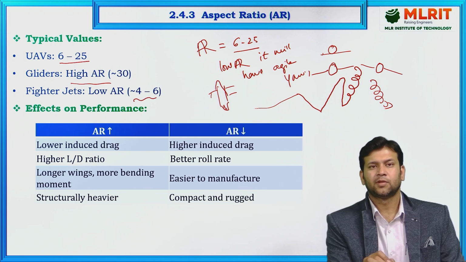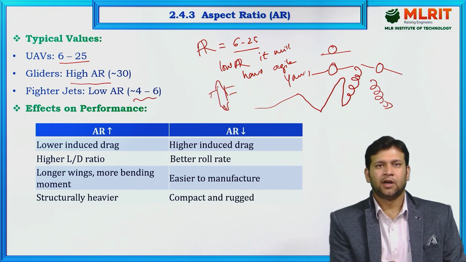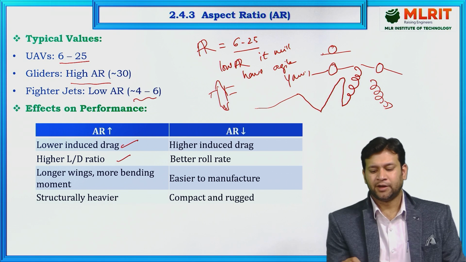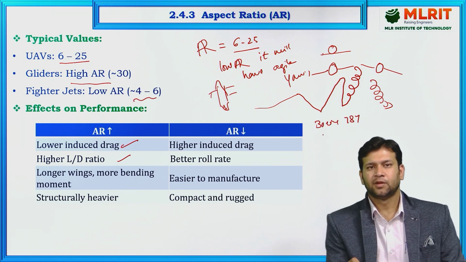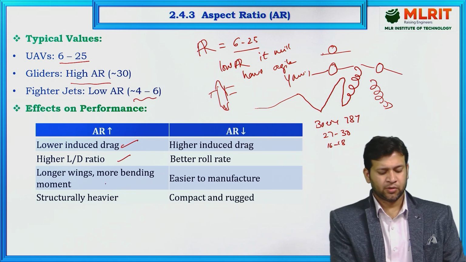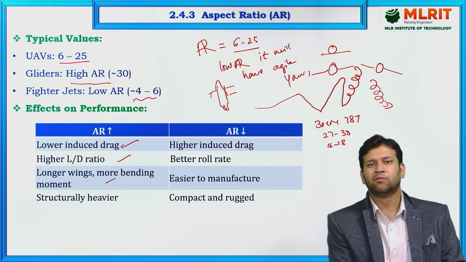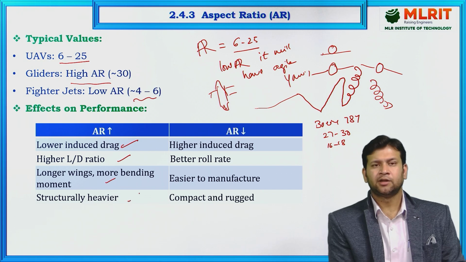Effects on performance. If aspect ratio is high, it will have lower induced drag and higher L by D ratios. For example, the Boeing 787 will have an aspect ratio around 27 to 30, and an L by D ratio between 16 to 18. So if aspect ratio is high, it will have longer wings and more bending moments, and the structure becomes heavier.